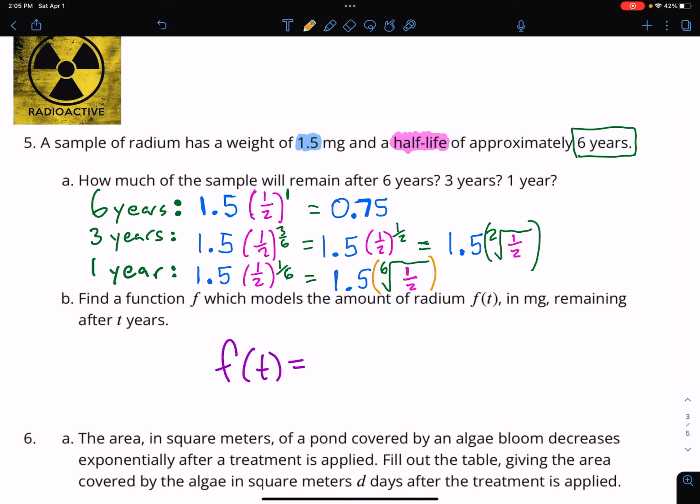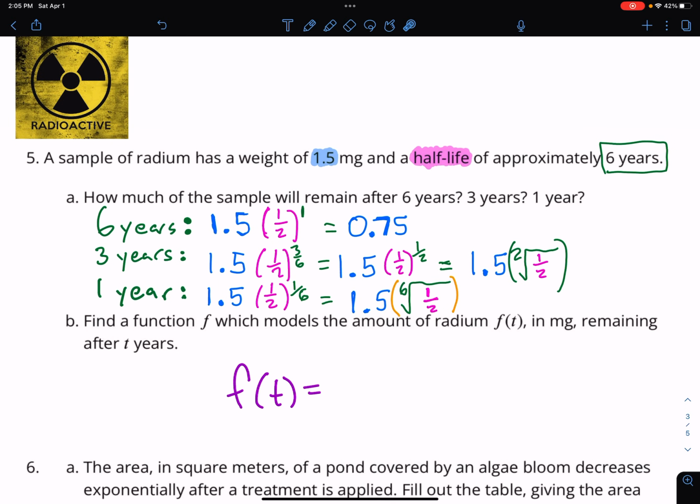And do I want you to go plug this into a calculator and figure out some weird number with a bunch of decimal places in it? No, I could care less. This is what I want you to show me right here. And that'll be your final answer for that part. But stick around for part B. You're going to love it.